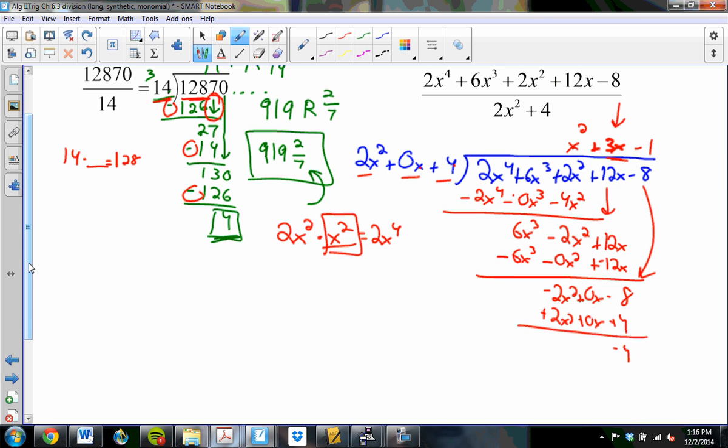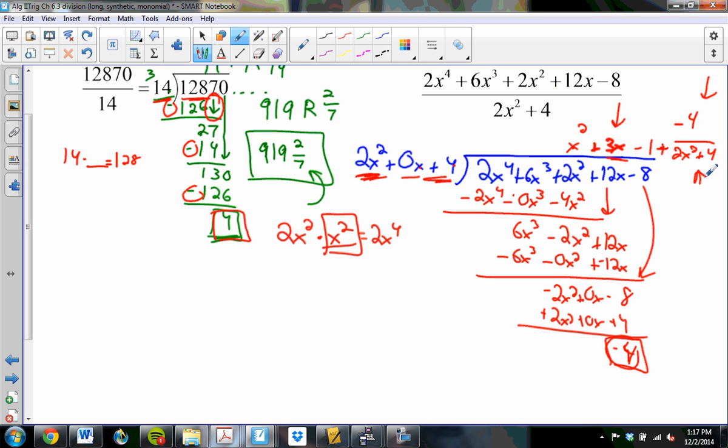Well, 2x squared can't go into negative 4. That's not possible. So just like before, I'm going to grab a remainder. Now that I can't divide anymore, this is my remainder, so I also have a minus 4 over 2x squared plus 4. Should be right like this. The negative 4 goes on top, and the 2x squared plus 4 goes on the bottom.